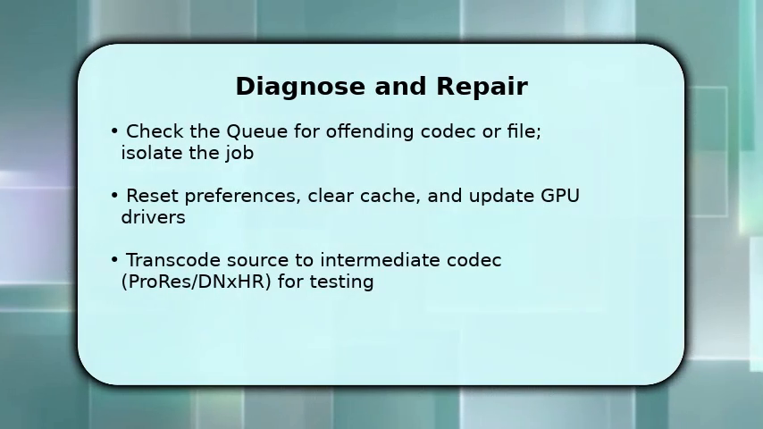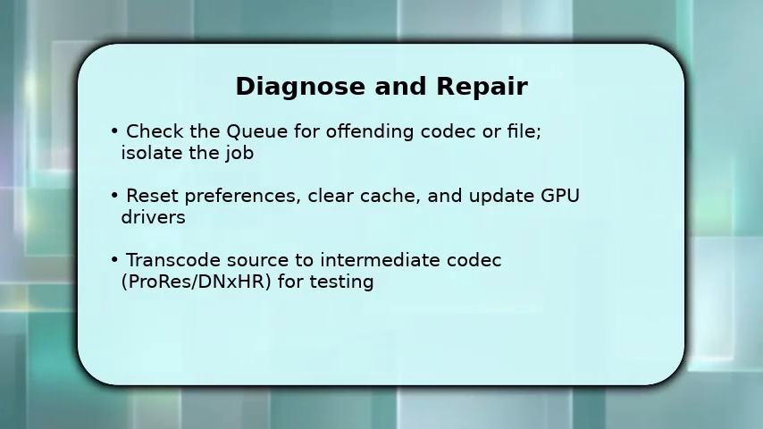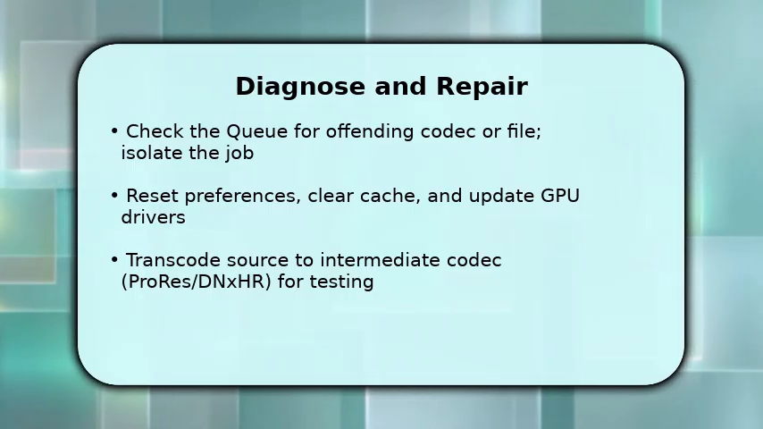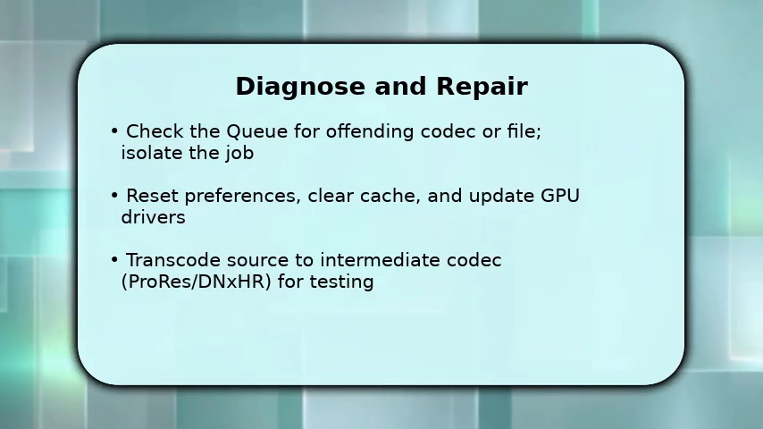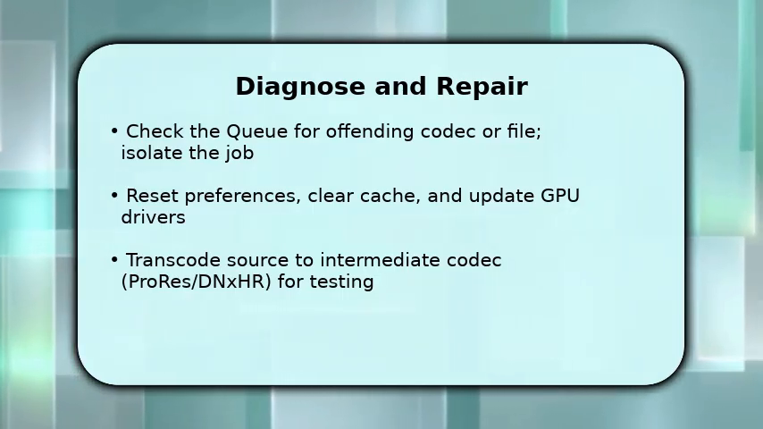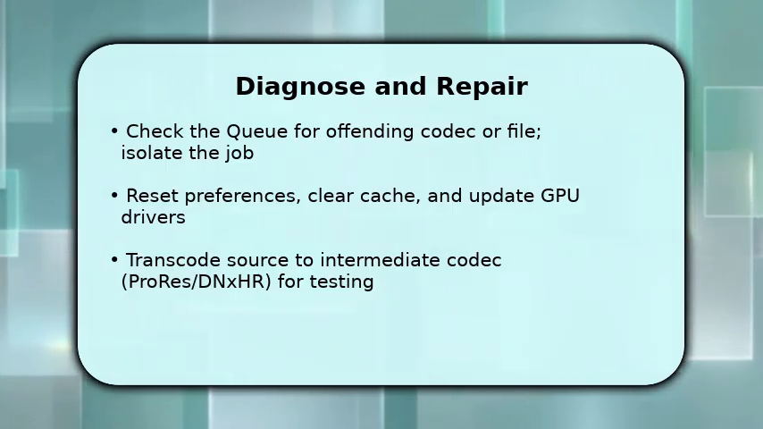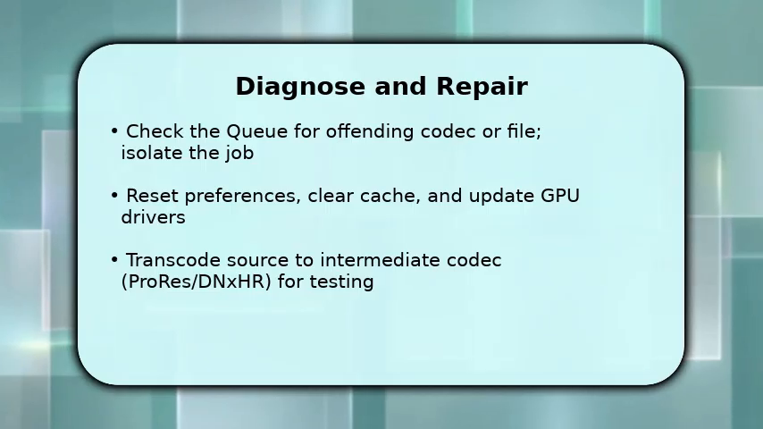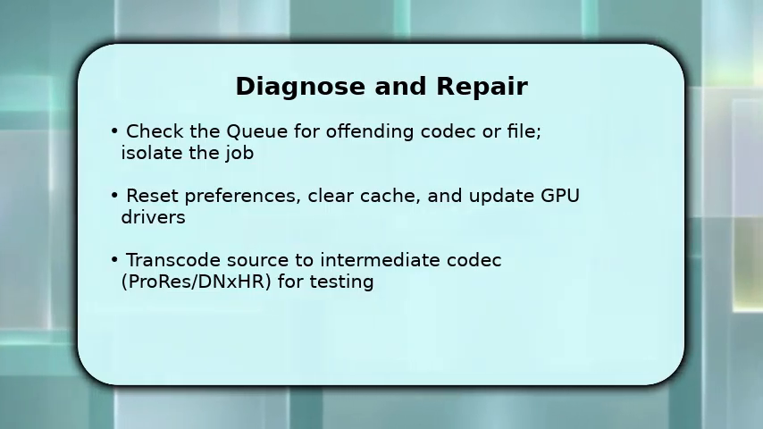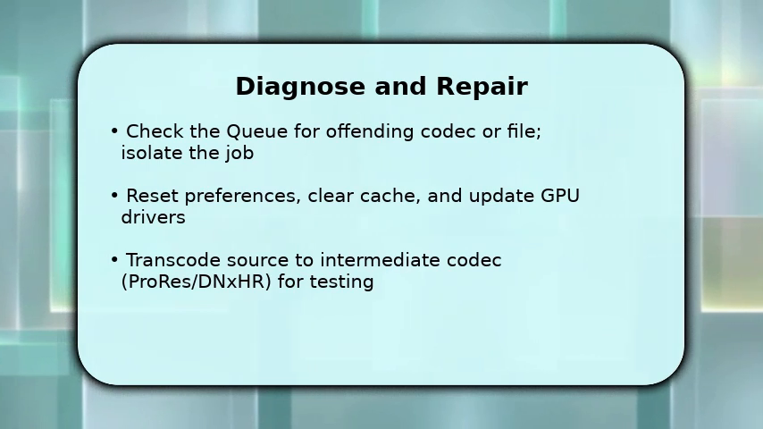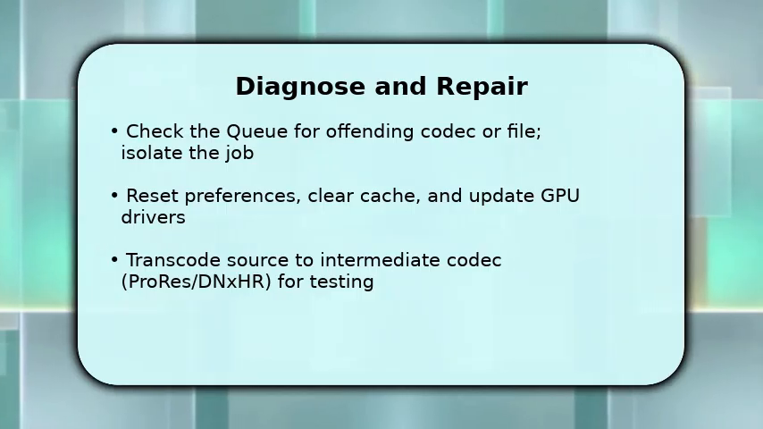You now diagnose the failure by isolating the exact job and codec causing the crash. Remove other items from the queue to focus on one export. Then reset Media Encoder preferences and clear the media cache to eliminate corrupted index files that often cause failures. Update or roll back your GPU drivers depending on when failures started, and if codec problems persist, transcode the source to an intermediate codec like ProRes or DNxHR and re-export. This often resolves container or decoding issues.